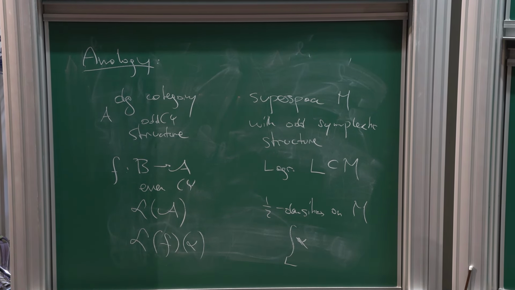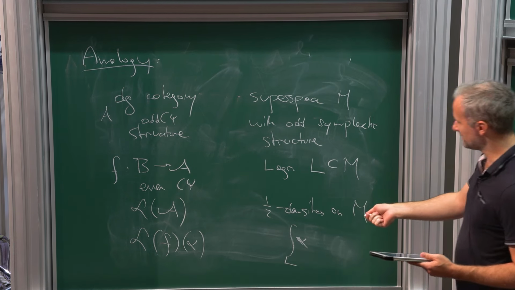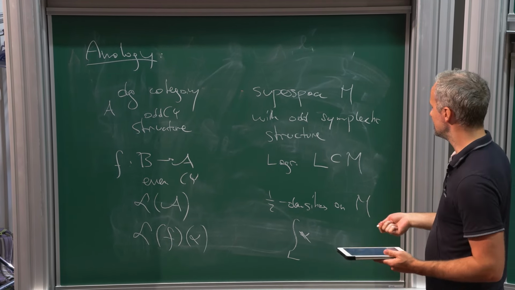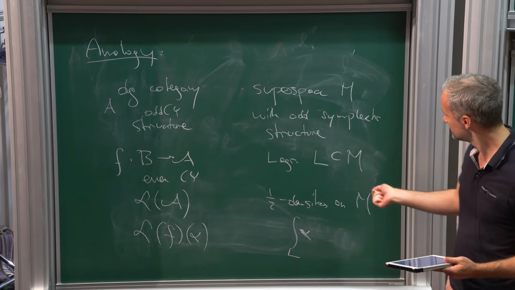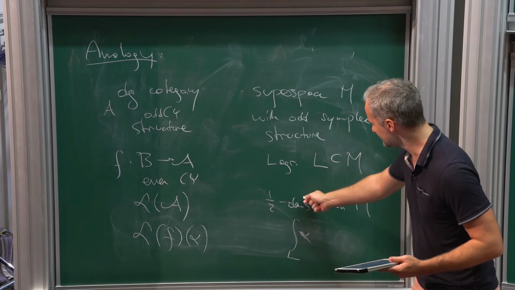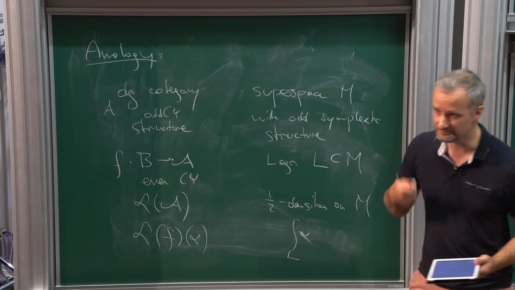Basically, because if you have a Lagrangian inside an odd symplectic thing, then the determinant bundle of the tangent space to the Lagrangian provides a square root of the determinant bundle of M itself, the tangent space of M. So you can pull back a half density on M to a one density on L, and then you can invariantly integrate that.